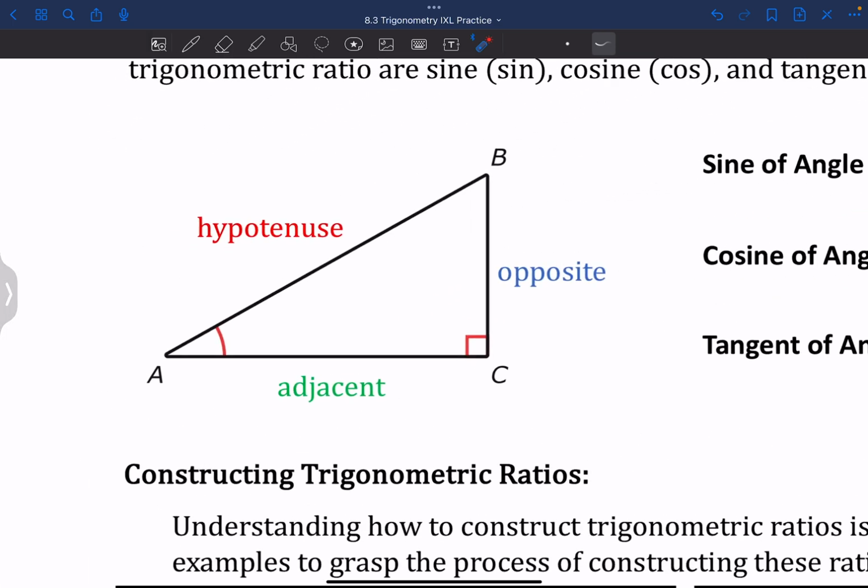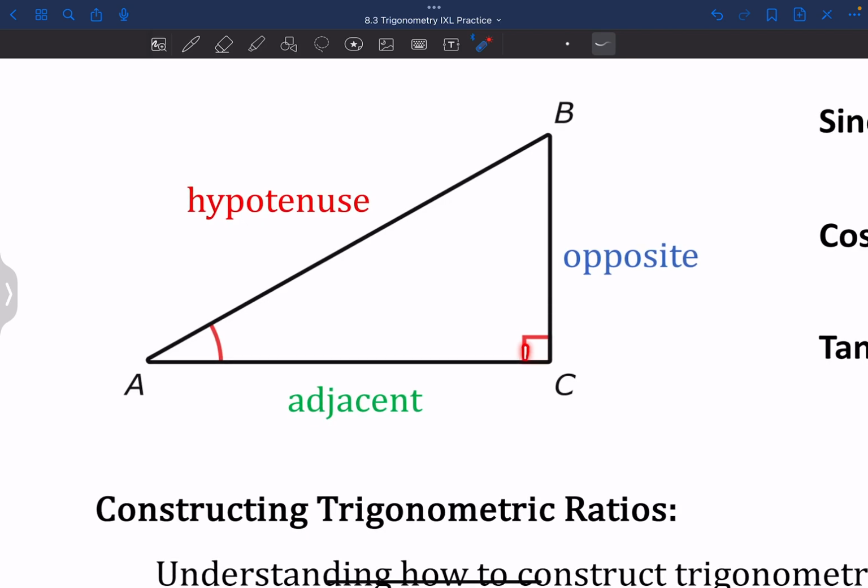Let's take a look at this triangle right here. It's a right triangle because we have a 90 degrees or a right angle. How do we label the sides opposite, adjacent, and hypotenuse? Well, it all depends on the angle that we're referring to. We're not ever going to refer to the 90-degree angle. That is always going to be stable. That is required for us to have a right triangle. We're either going to look at this angle right here or this angle right here.